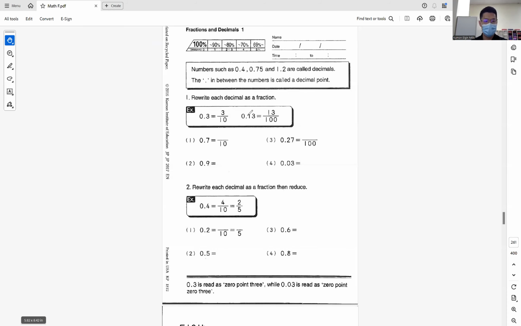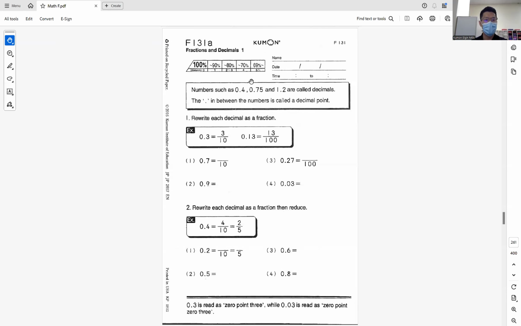All right, so for this page over here, we're gonna talk about how we can change decimals to fractions. The idea is actually kind of simple, and I'll show you a couple of methods you can always use later on, which makes your life so much easier. First, all right, let's read this first. Can you read this one for me first?